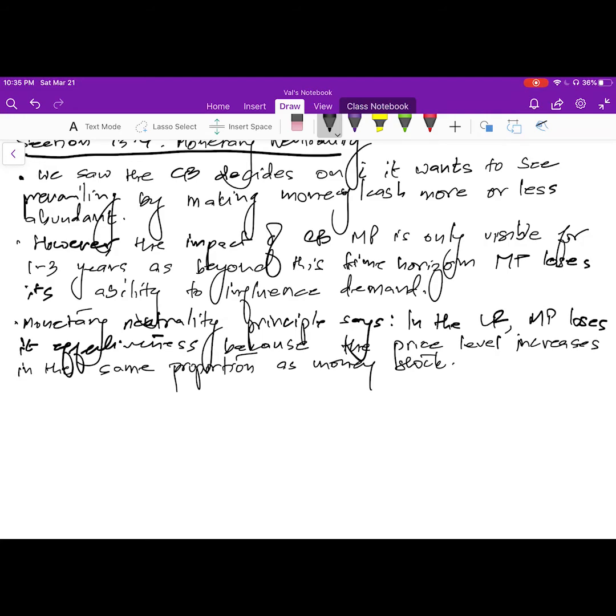So we're here in the home stretch. Let's do section 13.